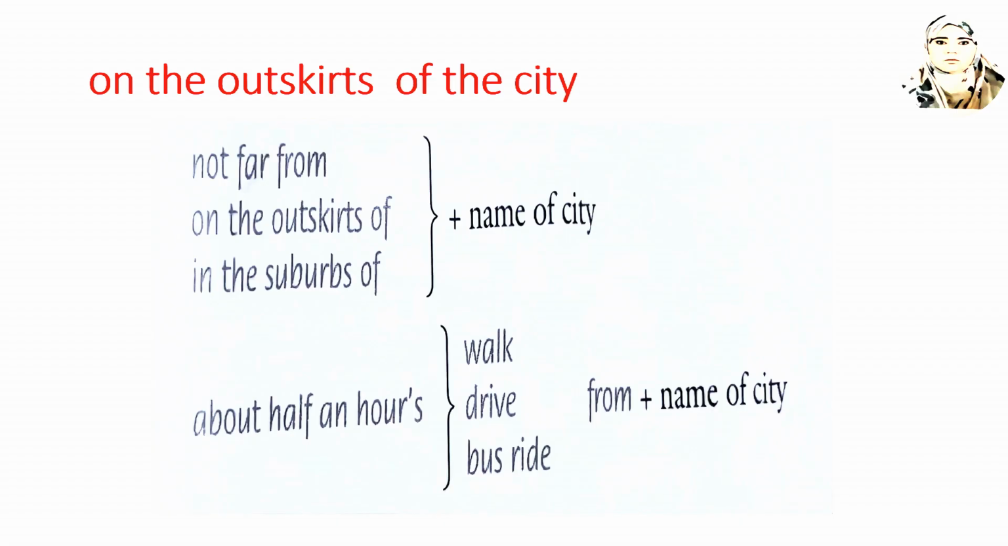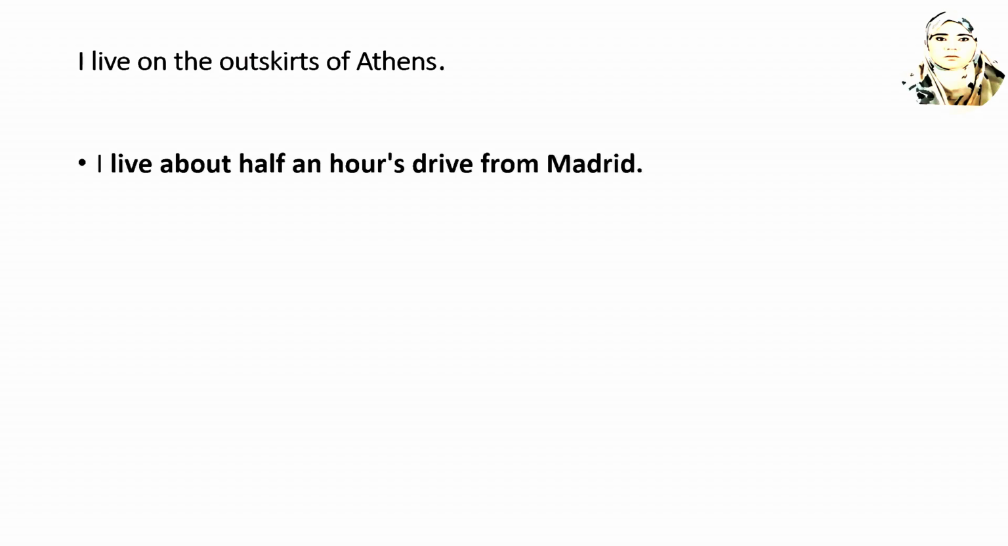So you can write your sentence describing the location of your house something like so. Describing location on the outskirts of the city: not far from, then the name of the city, on the outskirts of, in the suburbs of, about half an hour's walk, drive, bus ride from, and the name of your city. For example, I live on the outskirts of Athens. I live about half an hour's drive from Madrid.